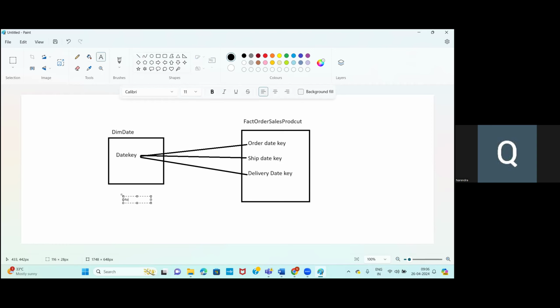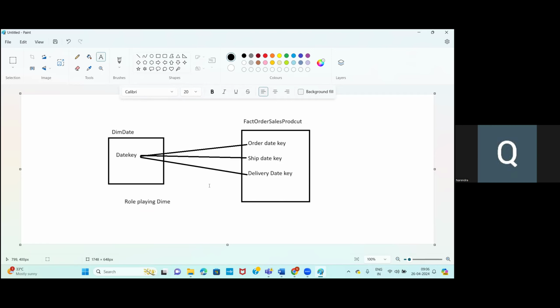What do you call this? Role playing dimension. So what is a role playing dimension? One dimension key has a relation with multiple fact keys. That is called a role playing dimension. Any questions here? Clear?